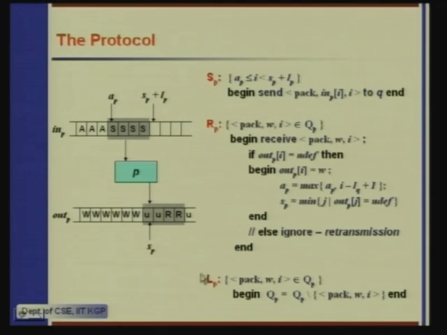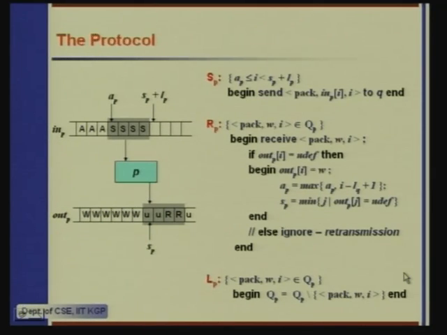And the third thing is that whenever you receive a packet, then that packet has to be taken off the queue. This action just does that, it does QP equal to QP minus, this is the set minus operation, and the packet WI. This is taking the packet off the queue. So, this is the protocol.